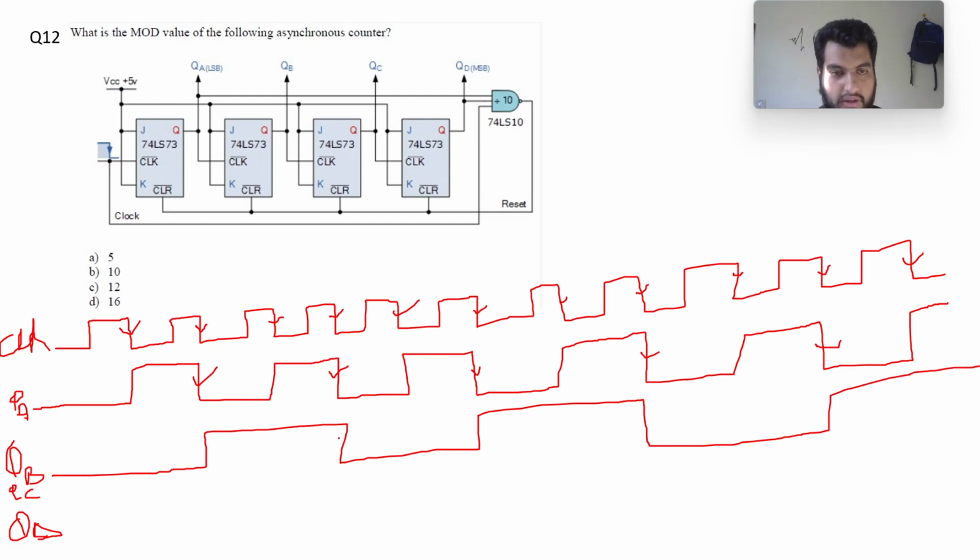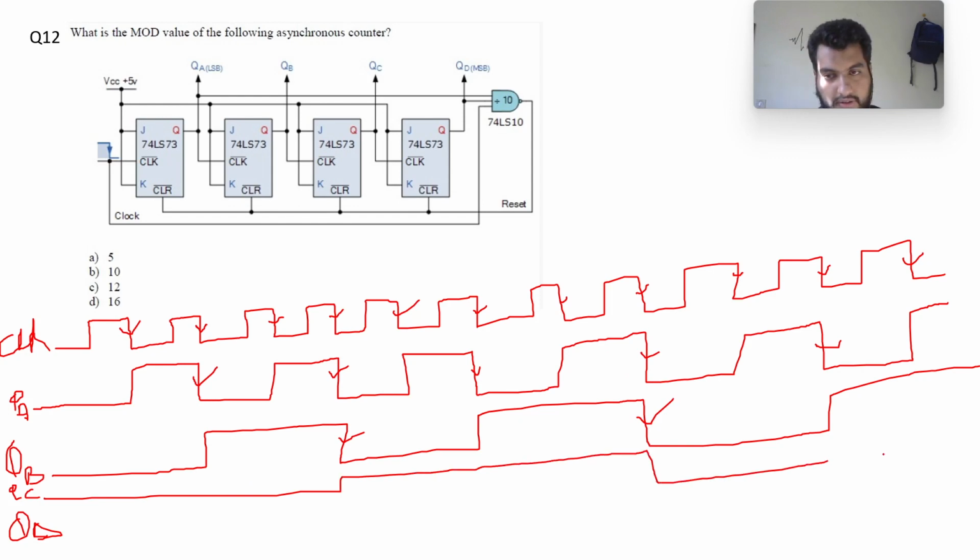Now I will mark the falling edges of QB, because that is connected to this flip-flop's clock. Let's just call it C. So toggling will happen at the falling edges. So this is the falling edge of this, and QD will only toggle here.